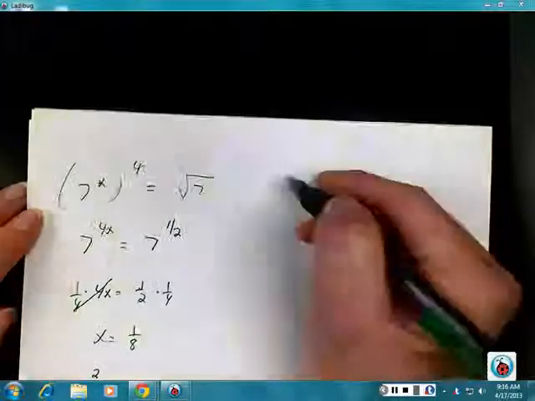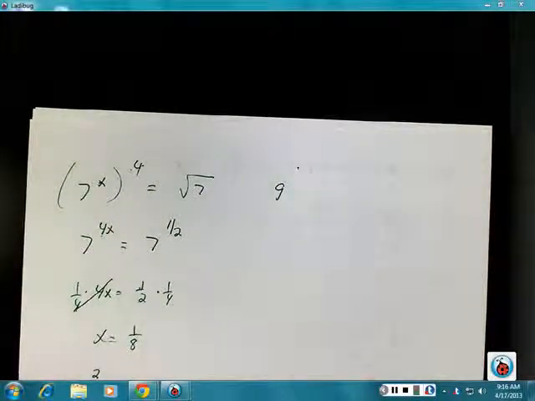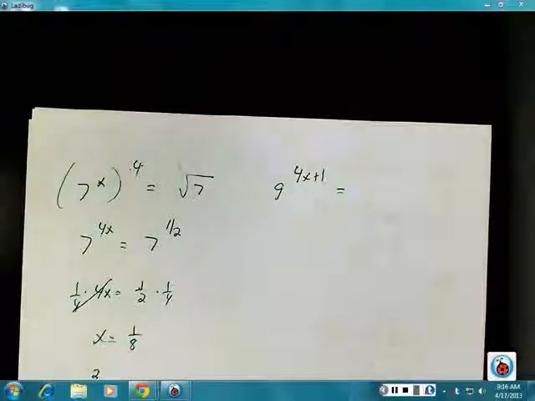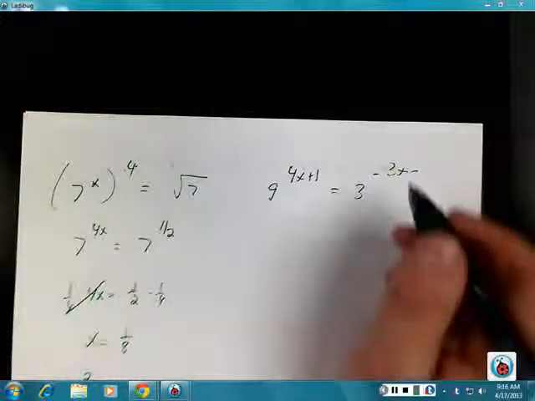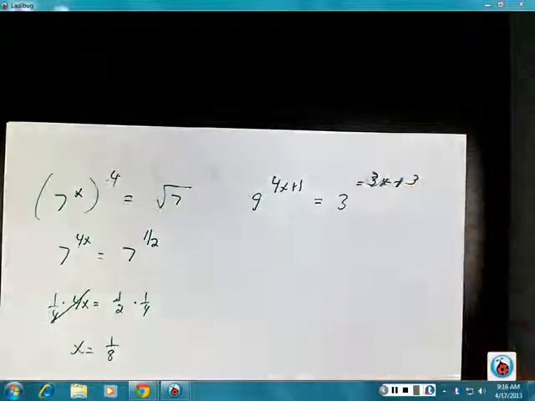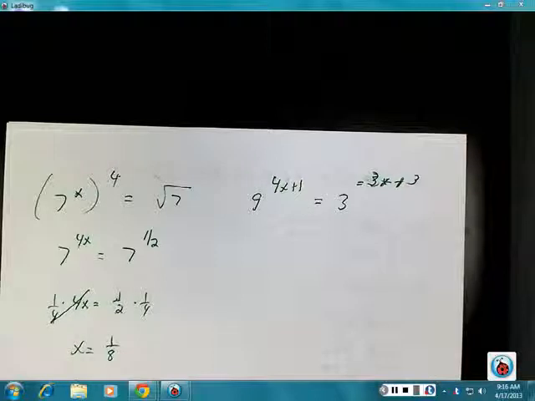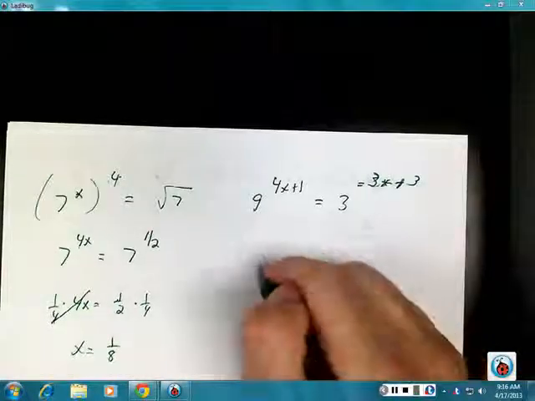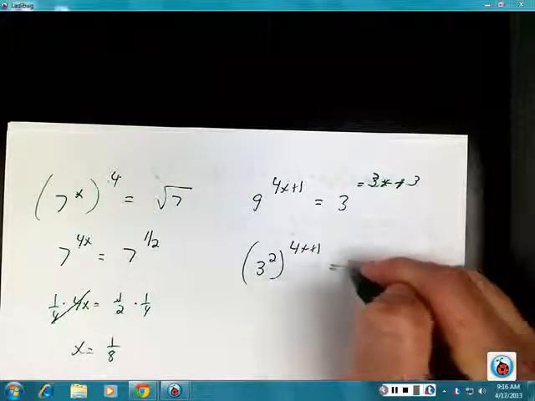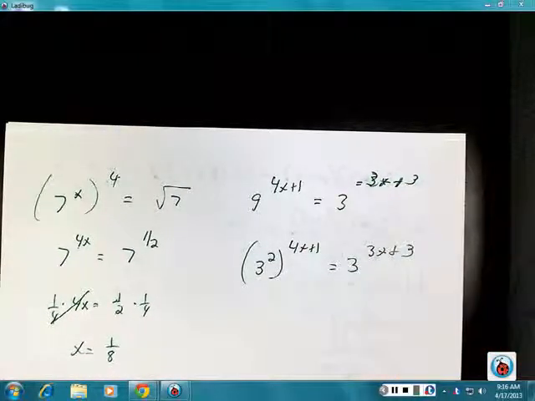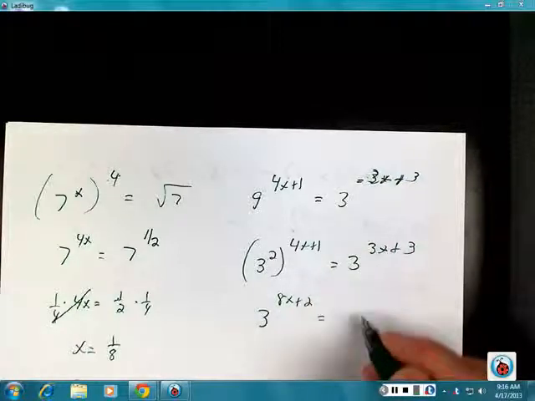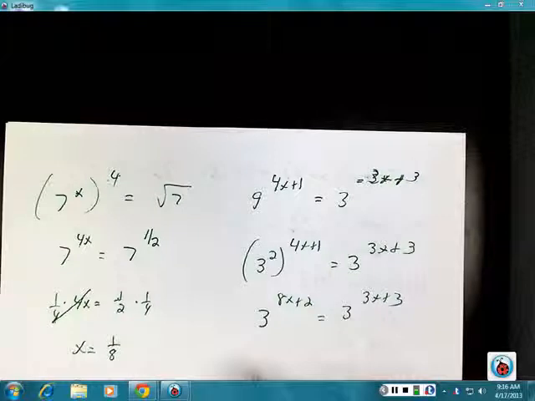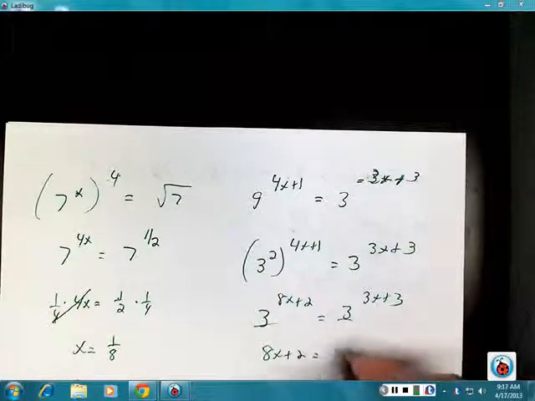How about this one? 9 to the 4x plus 1 is equal to 3 to the negative 3x plus 3. Do I have like bases? Yes or no? I can make them have like bases, can I? Because this 9 is really 3 squared. Distribute the 2 by everything that's in there. 2 times 4 is 8x. 2 times 1 is 2. Now I have like bases, so I can take 8x plus 2 and set it equal to 3x plus 3.